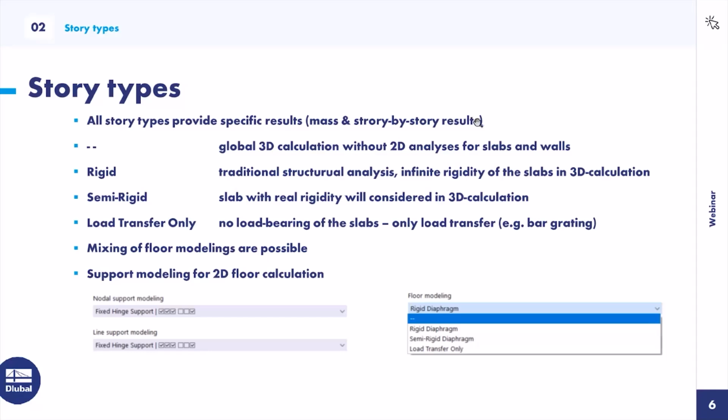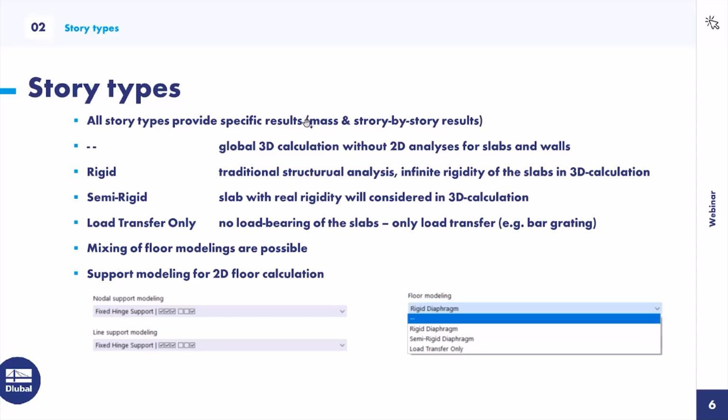Okay, then let's start with this first type. This type is used when you model a building in your own way. Then you have only this 3D calculation and don't have these 2D analyzers for slabs and walls, which are integrated in the rigid and semi-rigid types. So with this type, it's like you are modeling without the building model, and the only positive thing is these specific results.